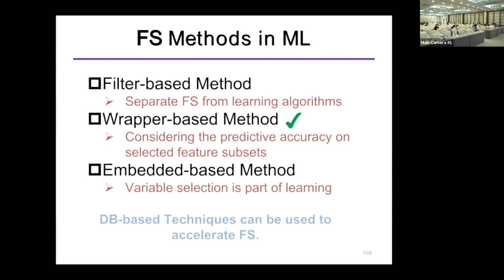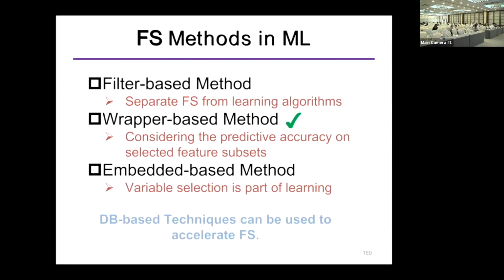Totally we divide it into three parts. The first is the filter-based method. It separates the feature selection from the learning algorithms. So we do not need to train anymore in the feature selection process.